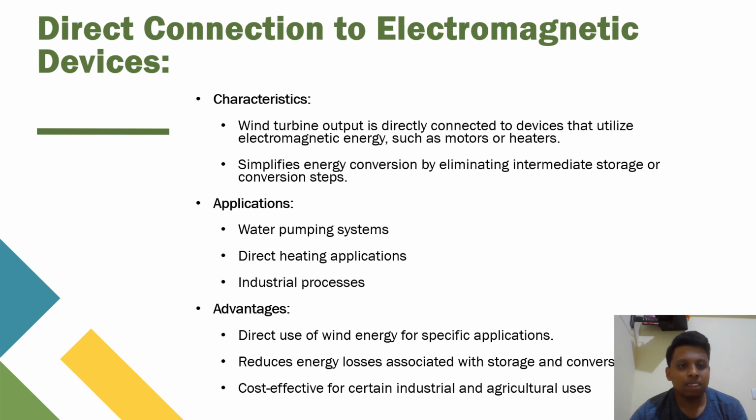Now let us look into the direct connection to electromagnetic devices. The wind turbine output is directly connected to devices that utilize the electromagnetic energy, such as motors. It simplifies the energy conversion by eliminating intermediate storage or conversion steps. Applications: water pump systems, direct heating applications, industrial processes. Advantages: direct use of wind energy for specific applications, reduces energy loss associated with storage and conversion.